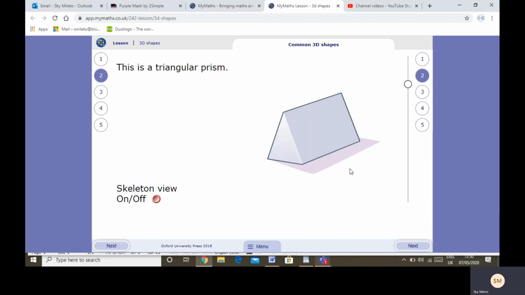Triangular prism. I'm not going to go through this one, or I'm going to skip through it very quickly because we've been through it.